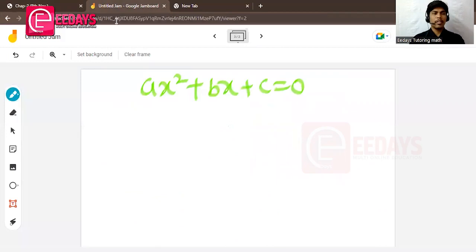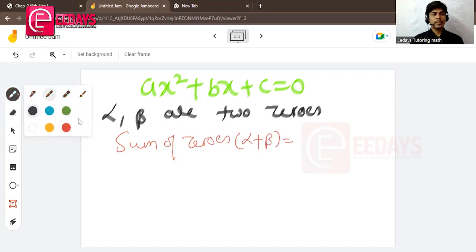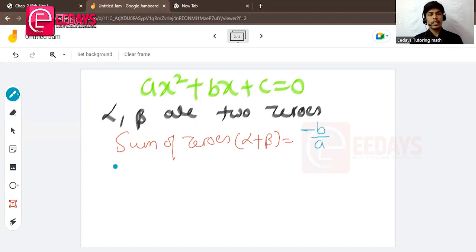Here alpha and beta are the two zeros. Now, you can take the sum of zeros. This we already just discussed, but for your reference, I'm saying again. You just write minus b by a, which is nothing but minus the coefficient of x, that is b, by a.